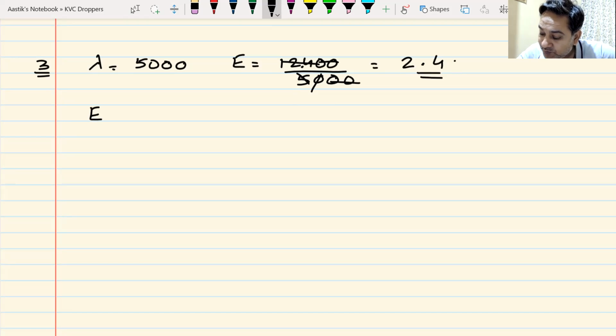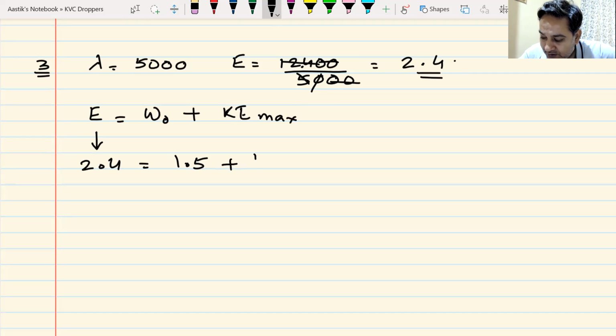This energy must be equal to work function plus maximum kinetic energy. Yes or no? Just put the values. This is 2.4, this is 1.5, plus the maximum kinetic energy. From here, you shall get the value of maximum kinetic energy. And I think it is not 2.4, it is 2.48, I guess, right? So the answer is 0.98.